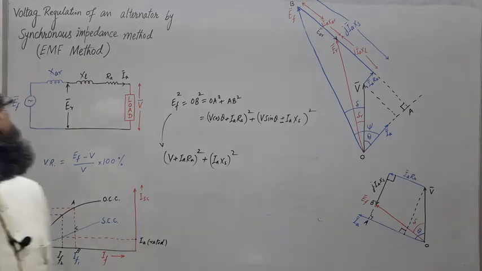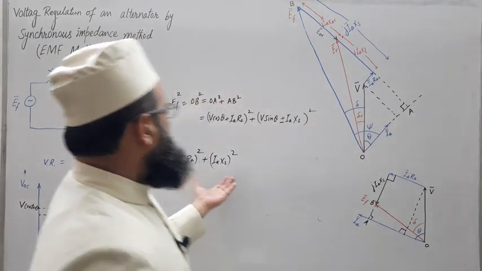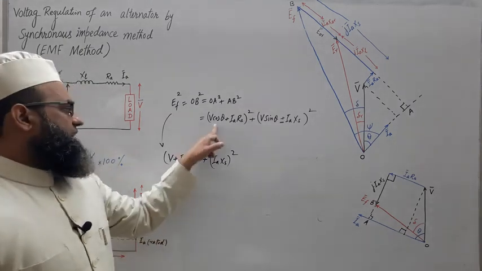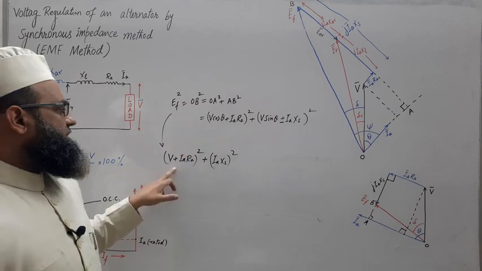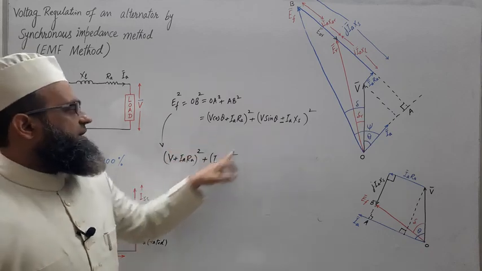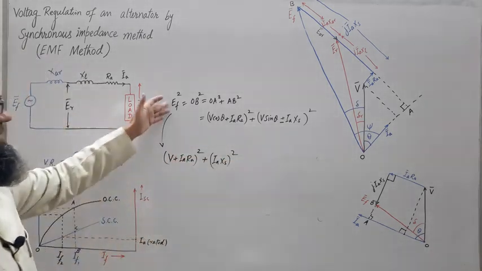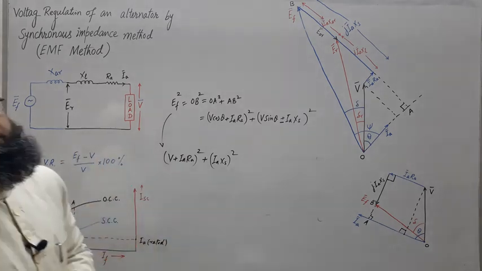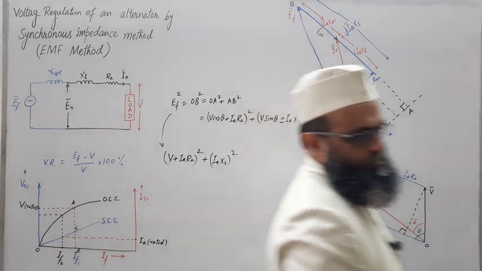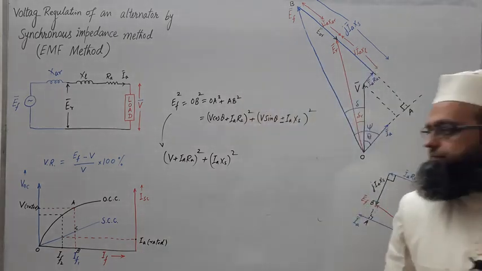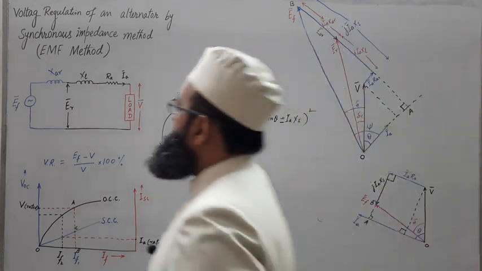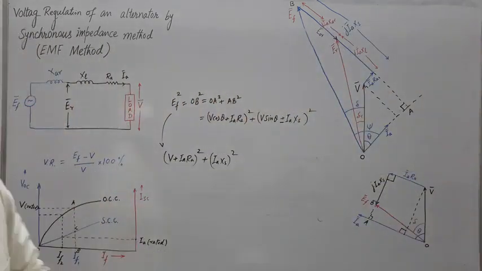So for all power factor, whether lagging or leading, if unity power factor load is there, then theta is 0, cosine theta 1, so 1 into V plus IARA square plus IAXS square, that is it. So by anyhow we will evaluate EF. Once EF is evaluated, we will get this result. Fine. Now we will solve some problem to understand these concepts better.